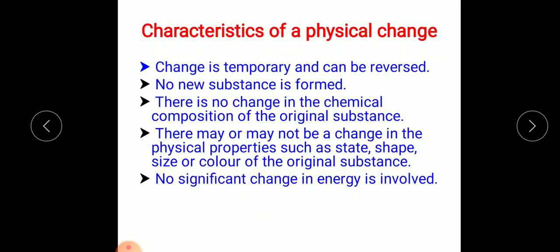So the first is, the change is temporary. Physical change is temporary and can be reversed. No new substance is formed. There is no change in the chemical composition of the original substance. There may or may not be a change in the physical properties such as state, shape, size, or color of the original substance. And the last one, no significant change in energy is involved. So these are the characteristic properties of a physical change.